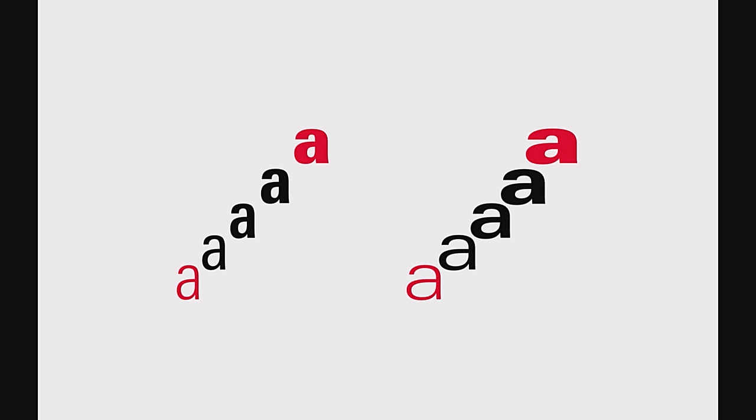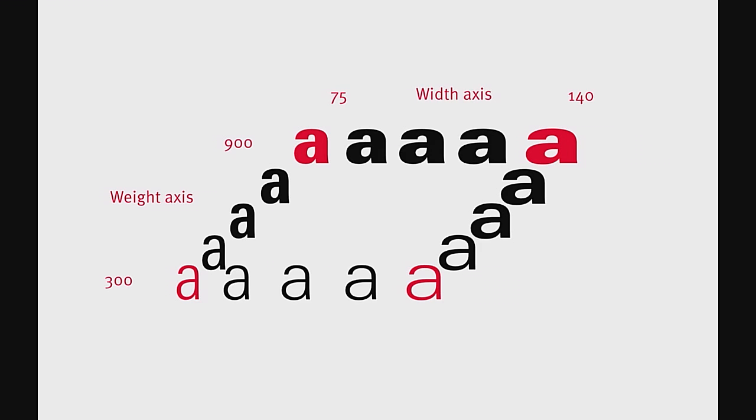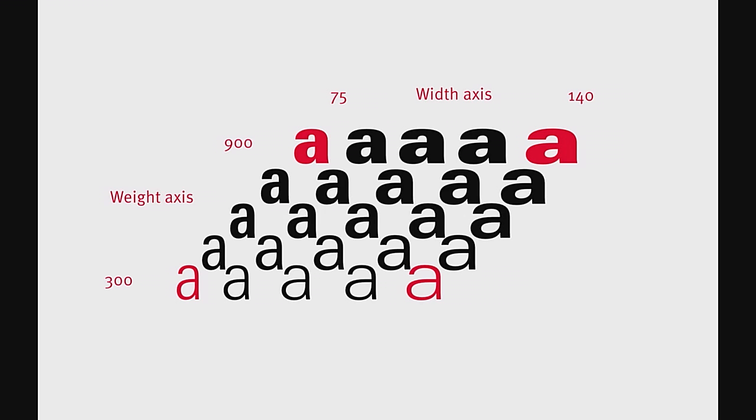Now, if we have two axes, this is a simplified diagram showing how it works. So, again, we have masters. This is how interpolation can look on a weight axis. This is what happens when we add a width axis. And you can also get anything in between. Regular would be somewhere here.